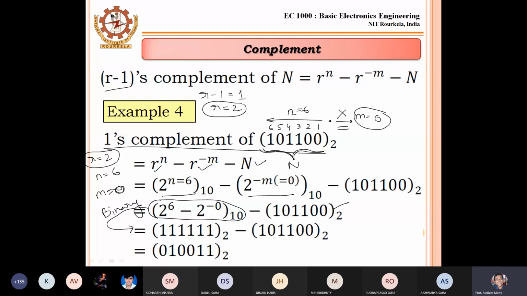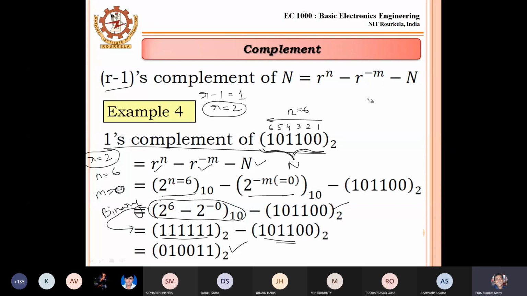So we have converted into binary. Okay, then we have performed this subtraction using the subtraction rule. You will get this data. Okay, is it clear? Is the process clear? Yes, sir.